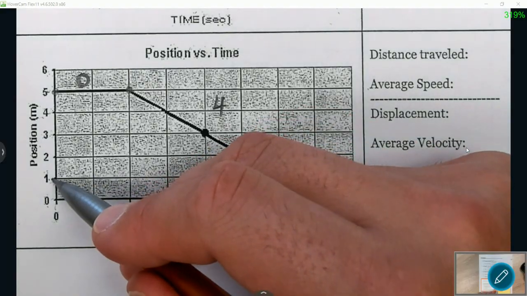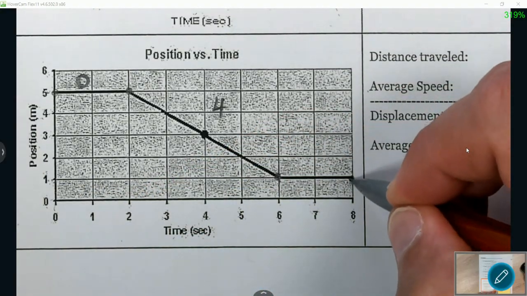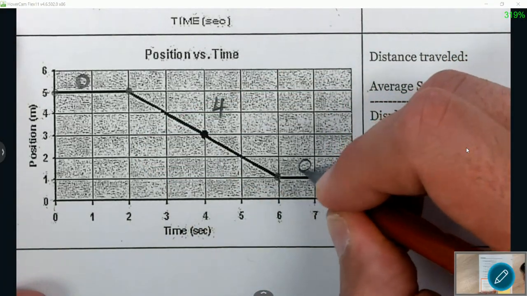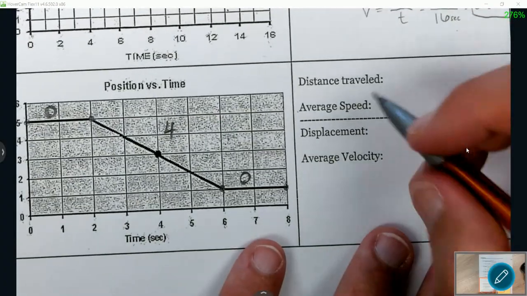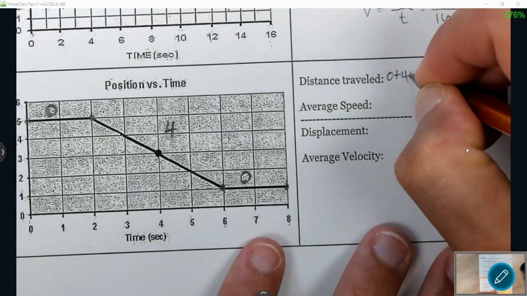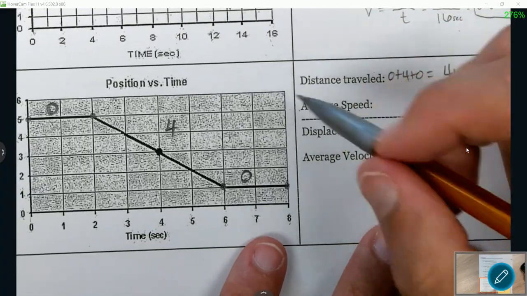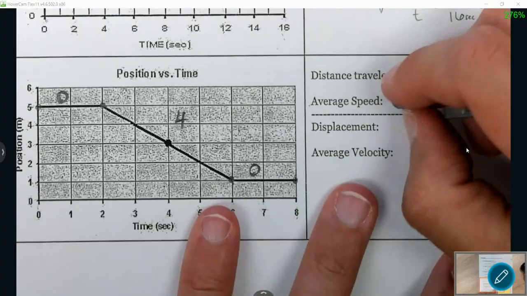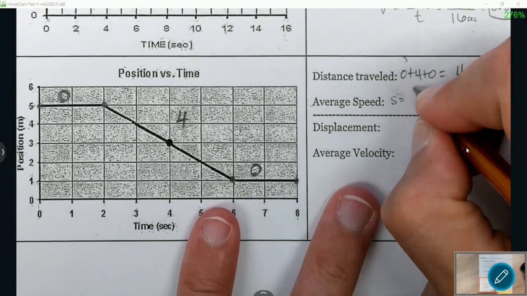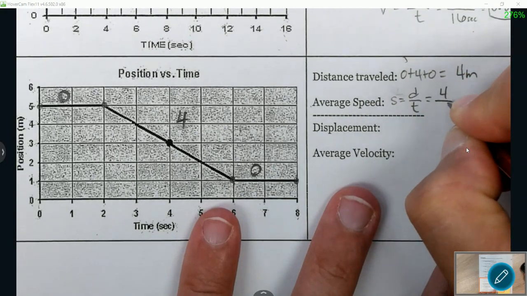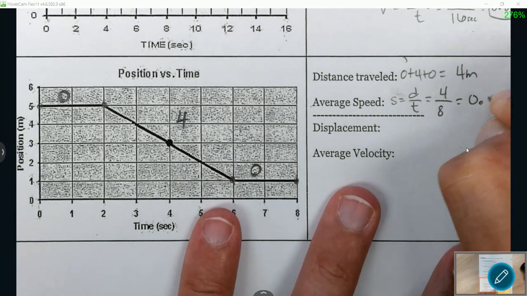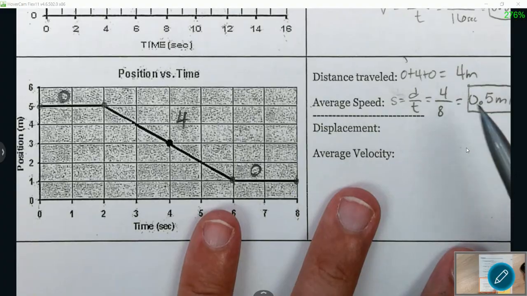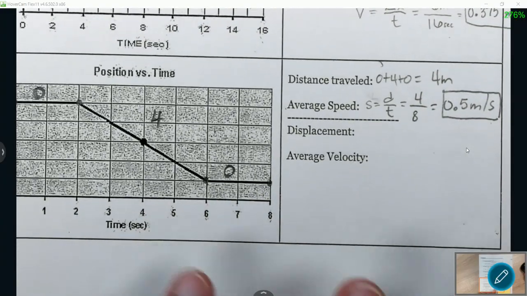And then I'm here at the start of this line segment. I'm starting at 1. And I end it here, which is at 1. So did I ever change my position? No, so that's 0. So what is my total distance traveled? 0 plus 4 plus 0, which is just 4 meters. How long were you moving for? How many seconds was this whole thing? 8 seconds. So speed is distance divided by time. So 4 divided by 8, which would be 0.5 meters per second, because our unit for distance was meters and our unit for time was seconds.